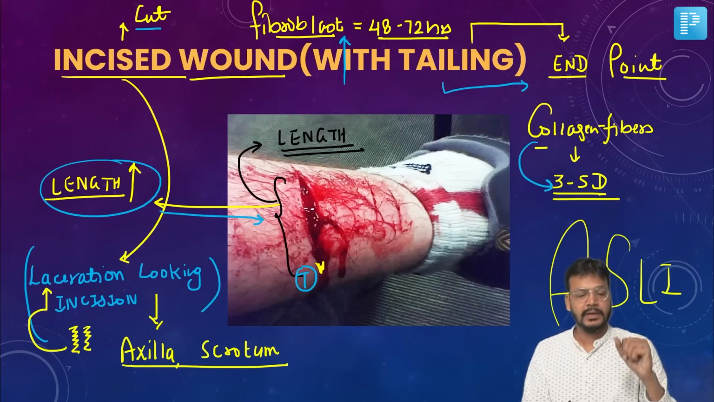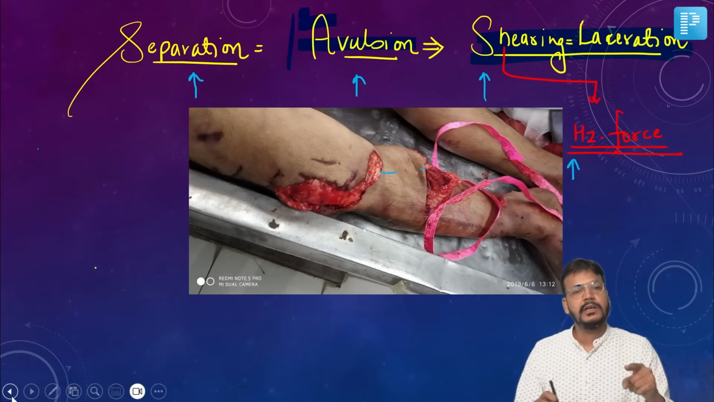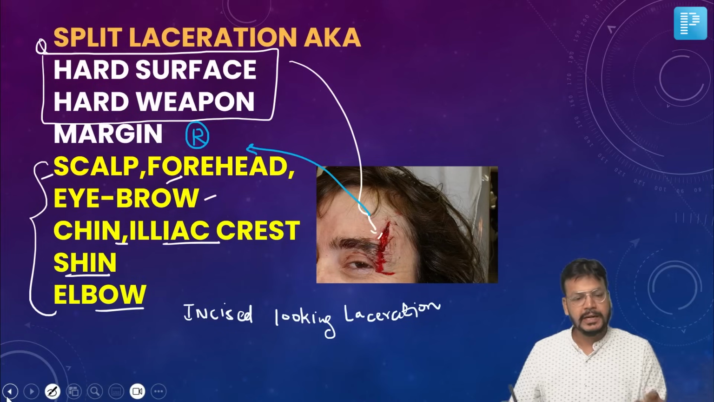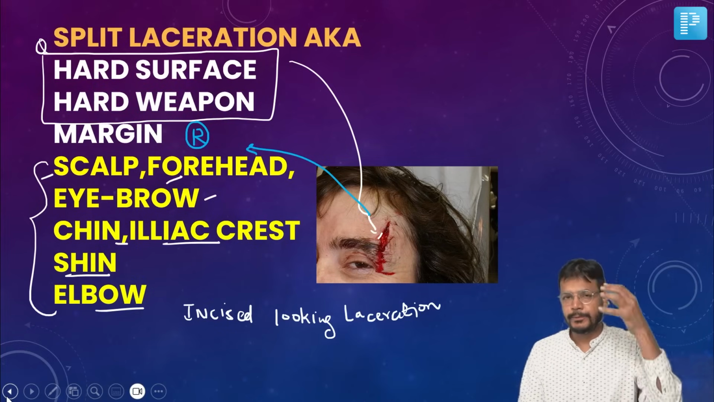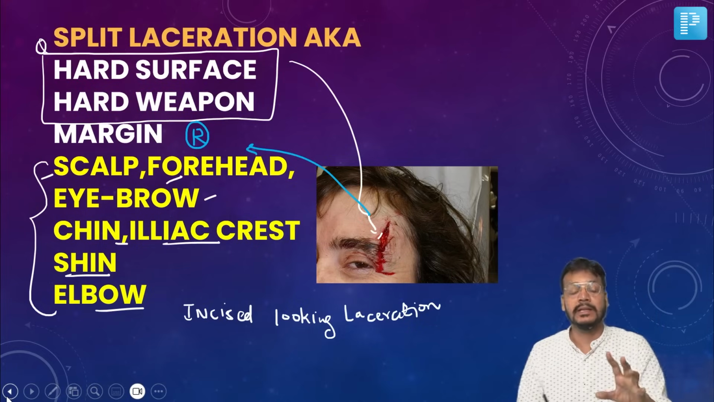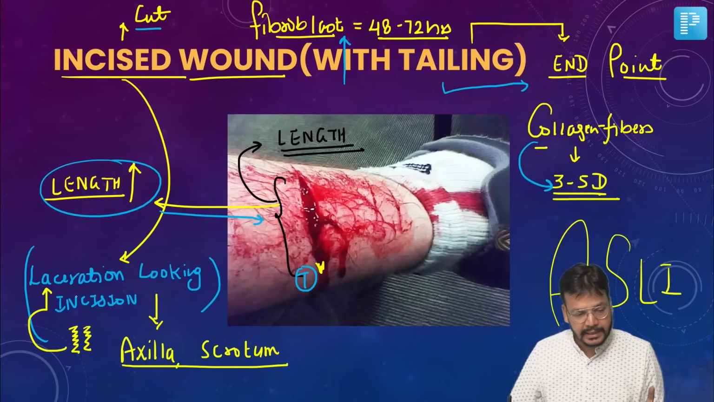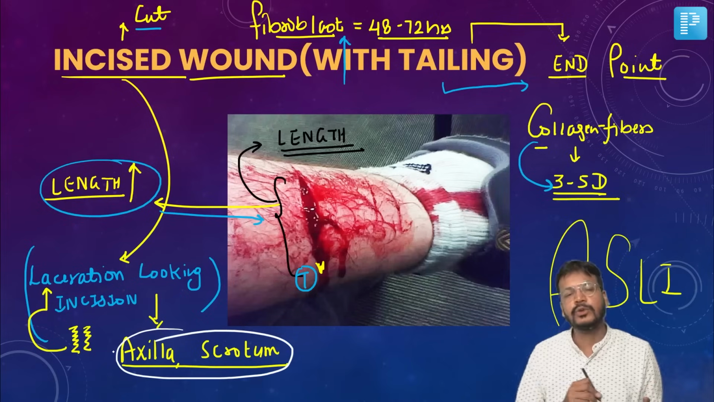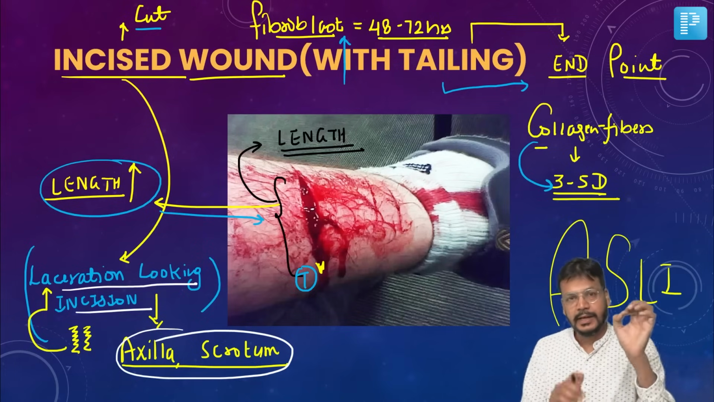Now sir, there are two sides. I just told you about split laceration. At a few areas, such as bony prominence or hard surface, it looks like an incised wound; that is an incised looking laceration. In the same manner, my dear friend, there are two areas in your body, the axilla and scrotum, where an incision looks like a laceration. It is known as laceration looking incision.